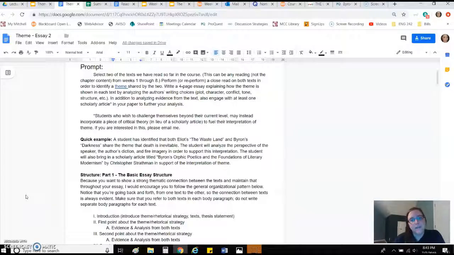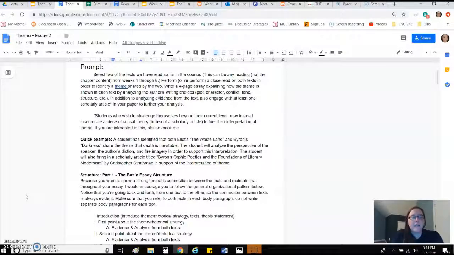Your assignment is to write a 4-page essay explaining how the theme is shown in each text by analyzing the author's writing choices. So you can look at the plot, you can look at character development, you can look at the conflict, internal conflict, external conflict, you can look at the tone, the structure of the text. Really, any component of the text can help you identify theme. This should absolutely be text-based. You've got to incorporate the text in your essay, both of them.